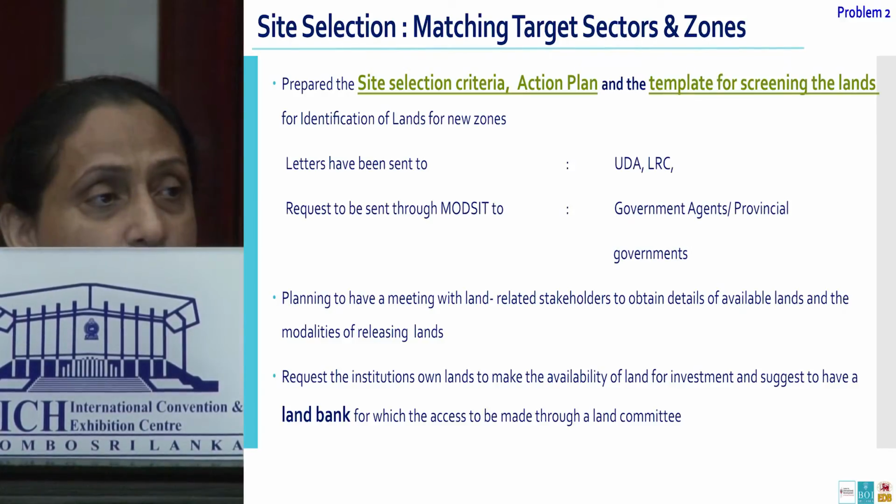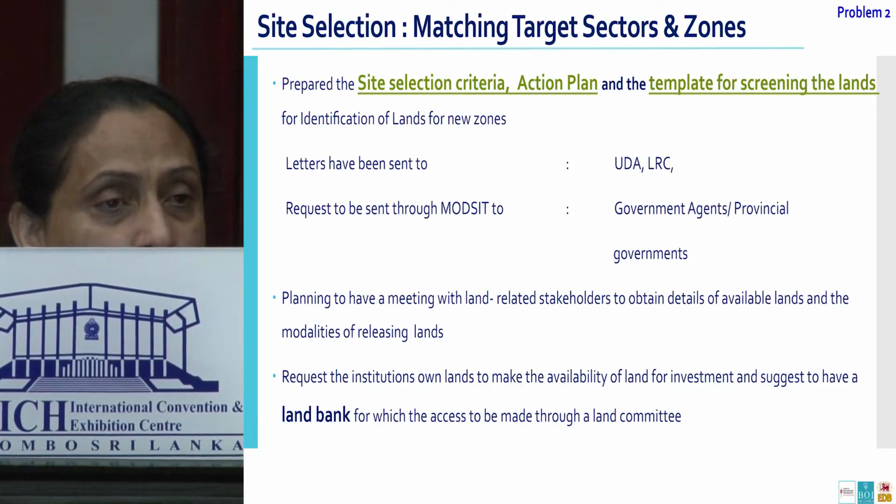For that process, we have sent letters to the owners of land, because as the professor rightly said, most of the lands are owned by government agencies, and also the ministry will be supporting us in order to get the government agents or the provincial government approvals. And we hope to have meetings with the land-related stakeholders to obtain details of available lands. And also it's a must that we establish a land bank, and there must be a committee which consists of landowners.